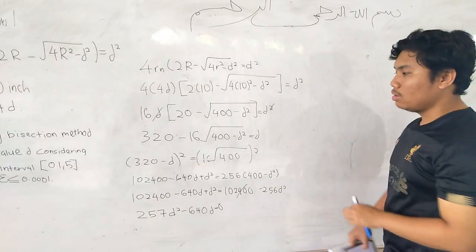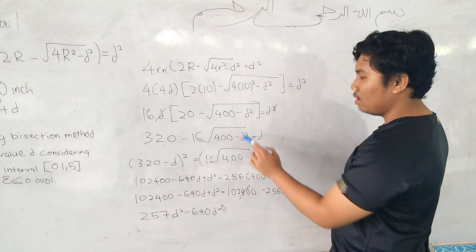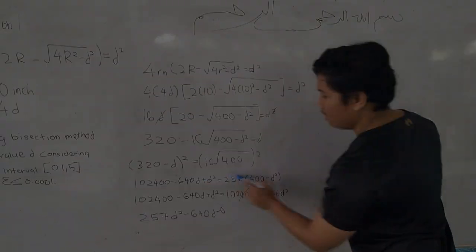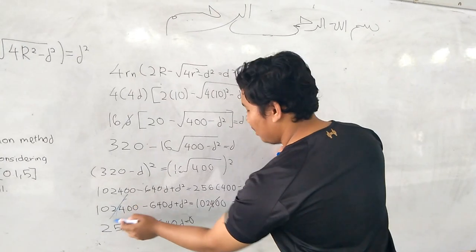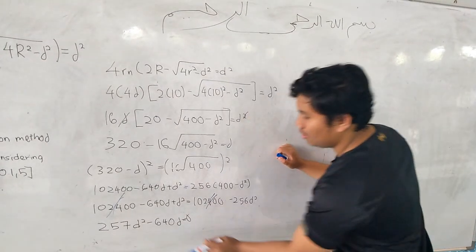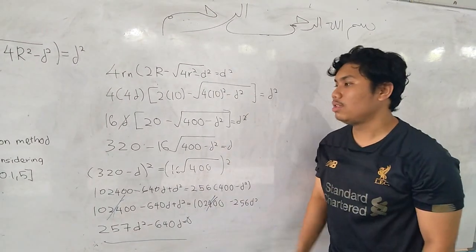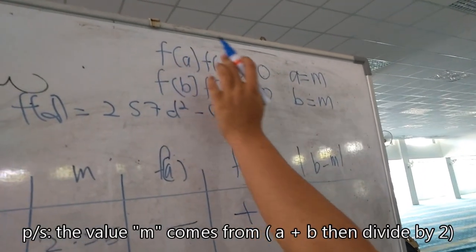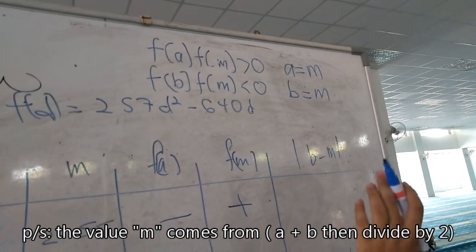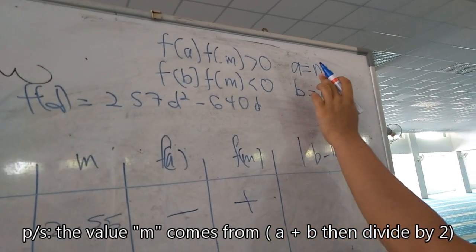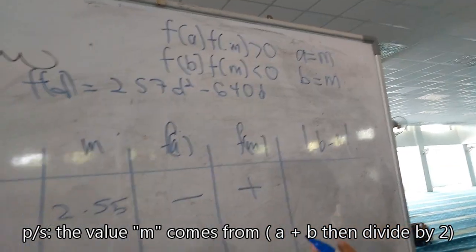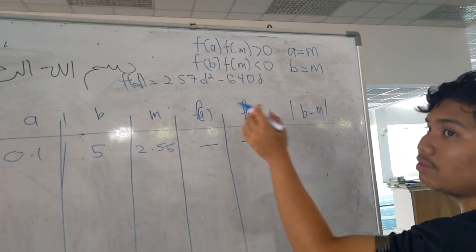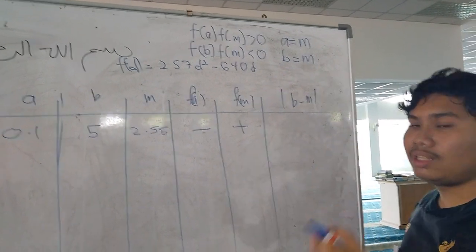Okay, next, to eliminate the square root, we will square both sides. So we will get this. Just cancel the same number, this and this, and we will get this. So this is the equation that we will use for the bisection method. Using this equation, when FA multiplied by FM gives a positive, A will be the new dimension. If FB multiplied by FM gives a negative, B will be the new dimension.